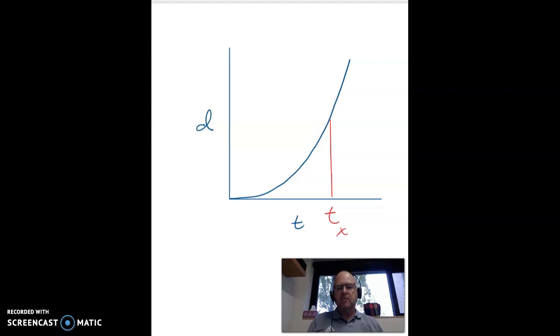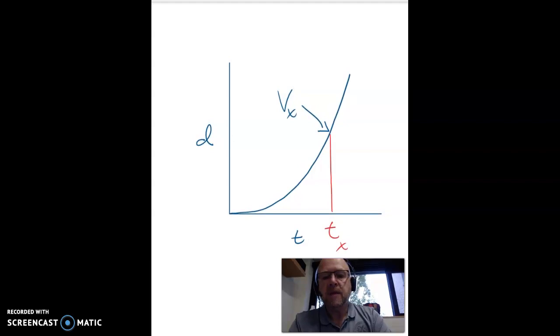So this is a graph, as I said, of uniform acceleration. And if we're interested in the instantaneous speed at some time tx, so the speed vx, then very simply we draw a tangent line to the curve, and choosing any 2 points on that line will give us a speed value. That will be the instantaneous speed at tx.